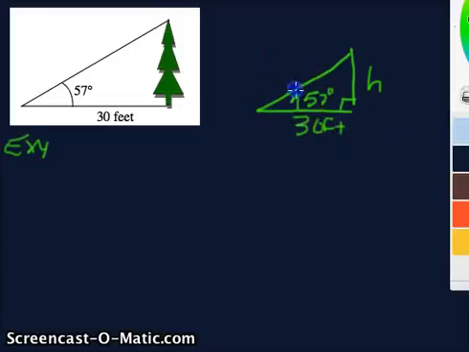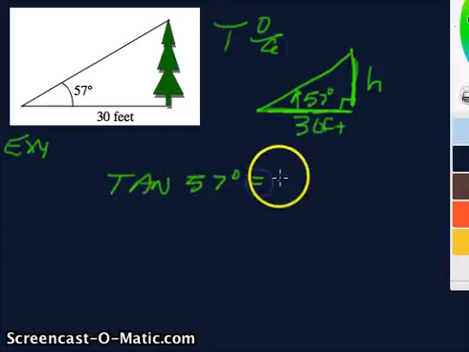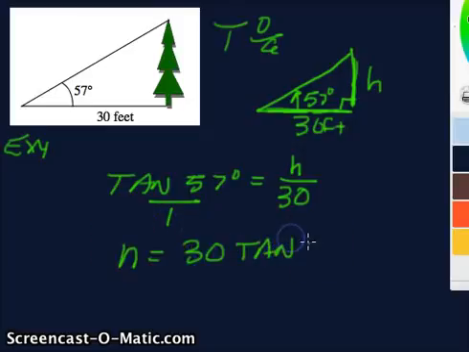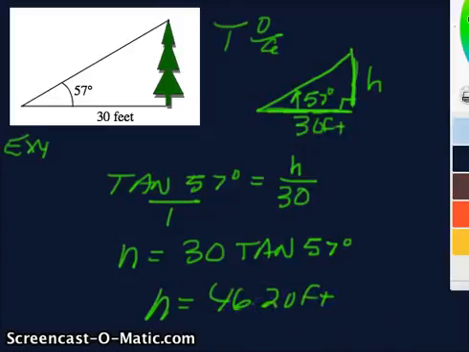Now, keep this in mind. What trig value involves the adjacent and the opposite? That would be TOA, correct? So I'm going to say tangent of 57 degrees is equal to the opposite over the adjacent. I'll leave off the feet for right now. Let's cross multiply. Set it up as a proportion. H is equal to, I always put the side first, and then this second. Now just plug that in your calculator. After you put it in your calculator, you should get the height is going to be 46.20 feet. And that's how you do example 4.